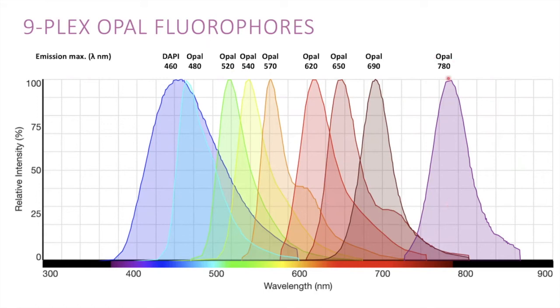One other really important thing is when you get to the 9-plex or any of the Polaris stains, you'll notice that we're using OPAL 780, and the staining protocol for this is slightly different to what I've shown you before. So I'll show you this in the next slide.